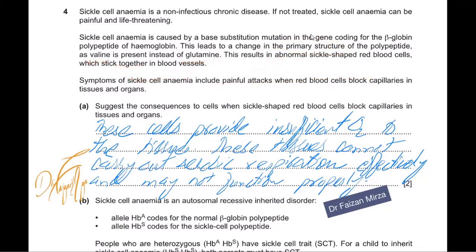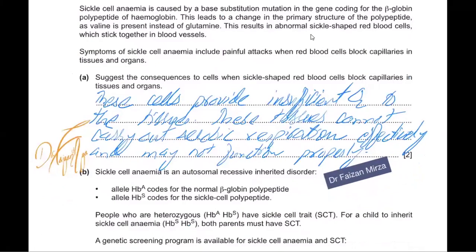This also gives abnormal sickle-shaped cells. Since the primary structure changes, the hemoglobin will not be of the same shape. The beta globin chain will change. The cells stick together in the blood vessels. Symptoms of sickle cell anemia include painful attacks when sickle-shaped red blood cells block capillaries in tissues and organs.